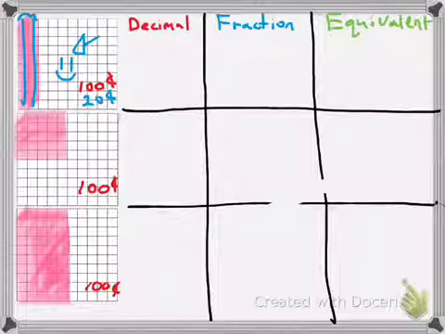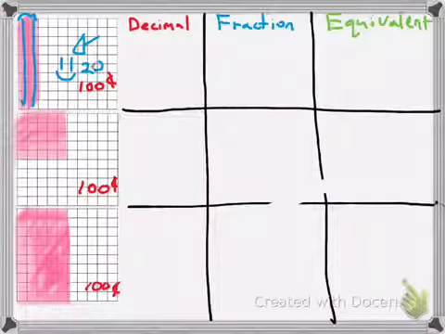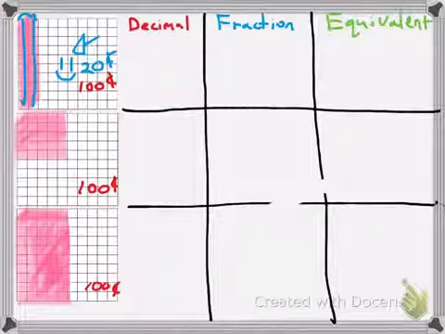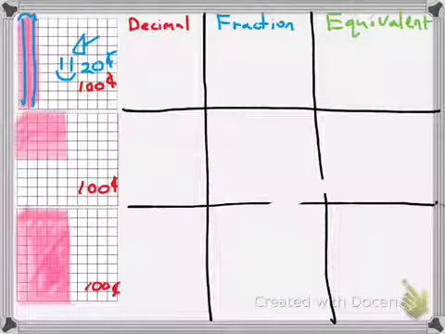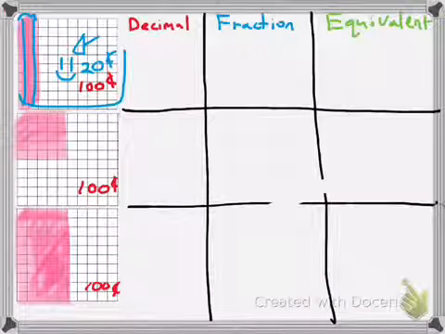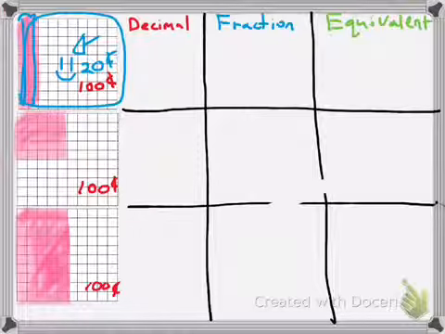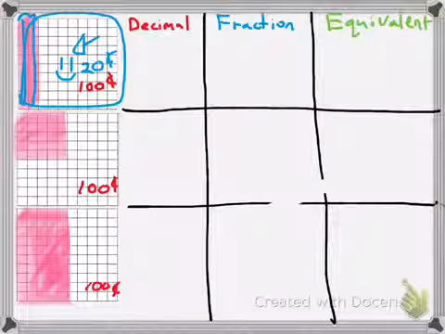And actually, it's probably better if I do this. If we have 20 cents in total out of 100 cents that we could have in our whole dollar. And our whole dollar could be represented by the hundreds grid, because we know that in a dollar we have 100 cents.